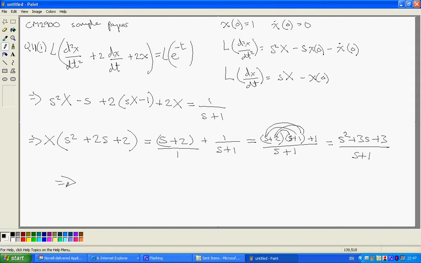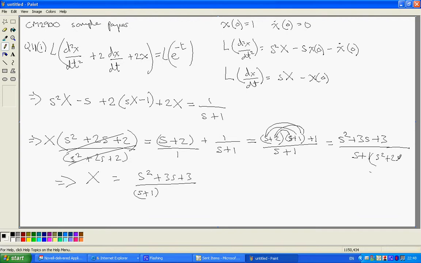So therefore we divide both sides by what's multiplying X, and then we can say that X is equal to s squared plus 3s plus 3 over s plus 1. So we're dividing both sides by this term here. They cancel, and over here we get a term introduced into the denominator, which is what we were asked to find.